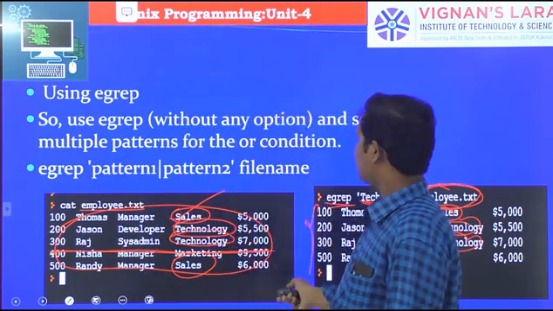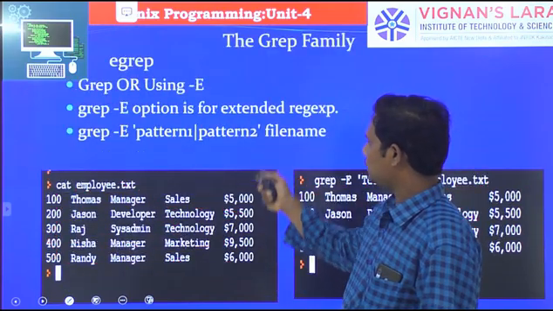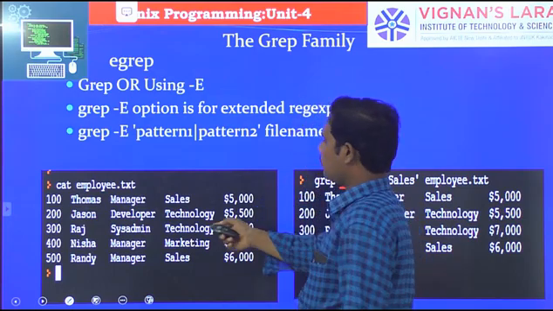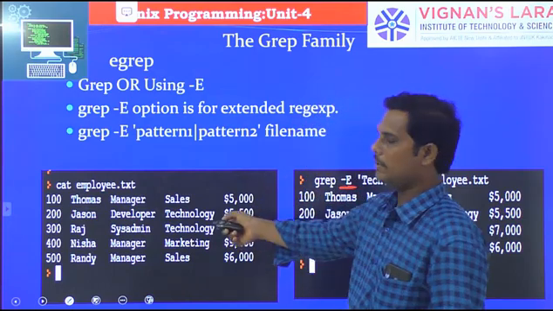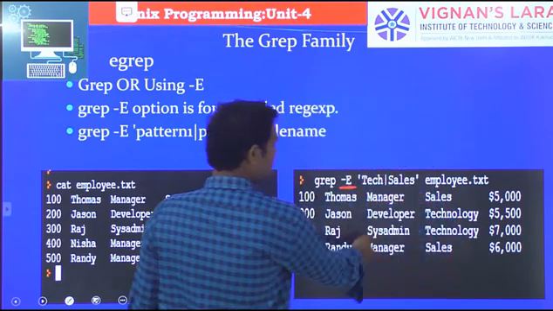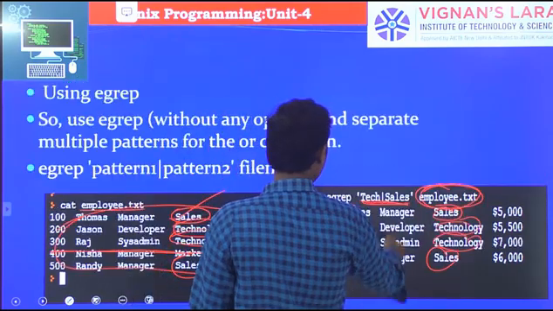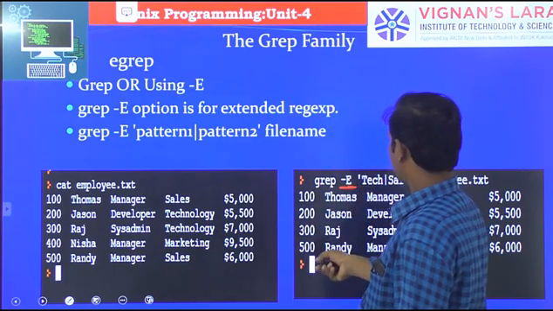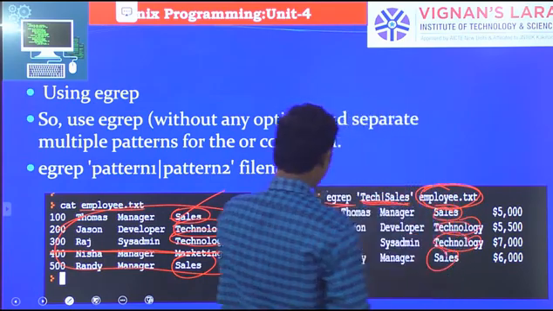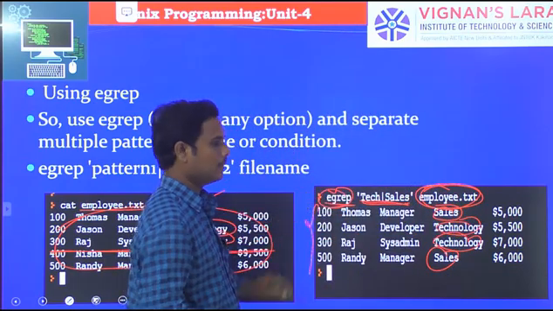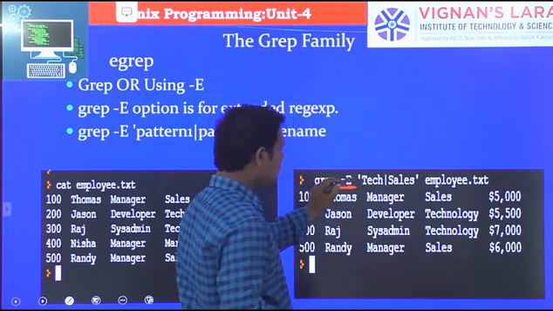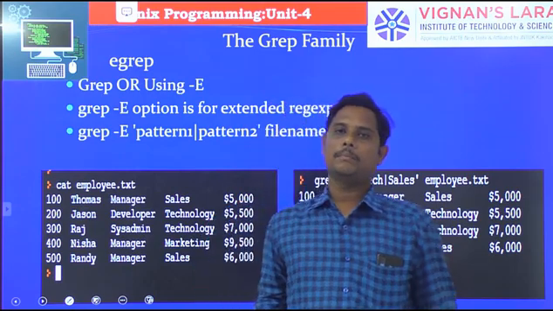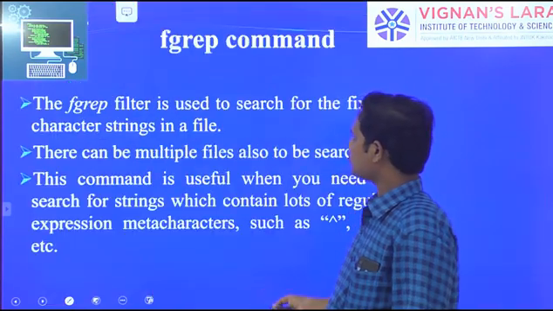Using egrep, option E also you can use, and the same output will be displayed. Same input file, same output as previously. With egrep we write the complete name, but here we just use grep with option E, and the same output is displayed. That's why it is the same as that of grep.